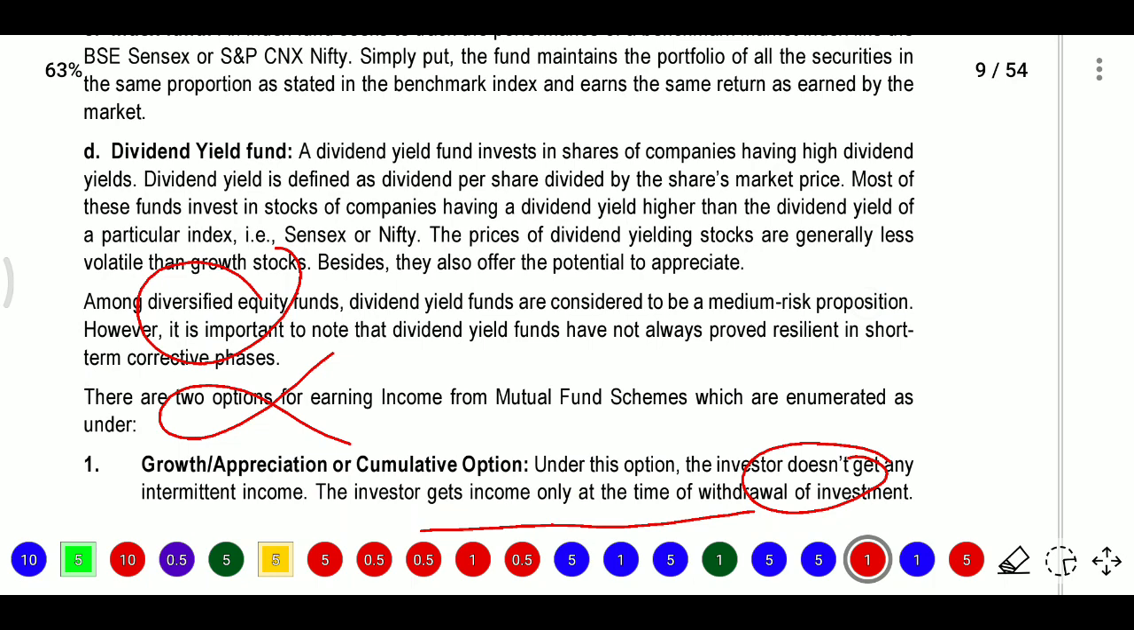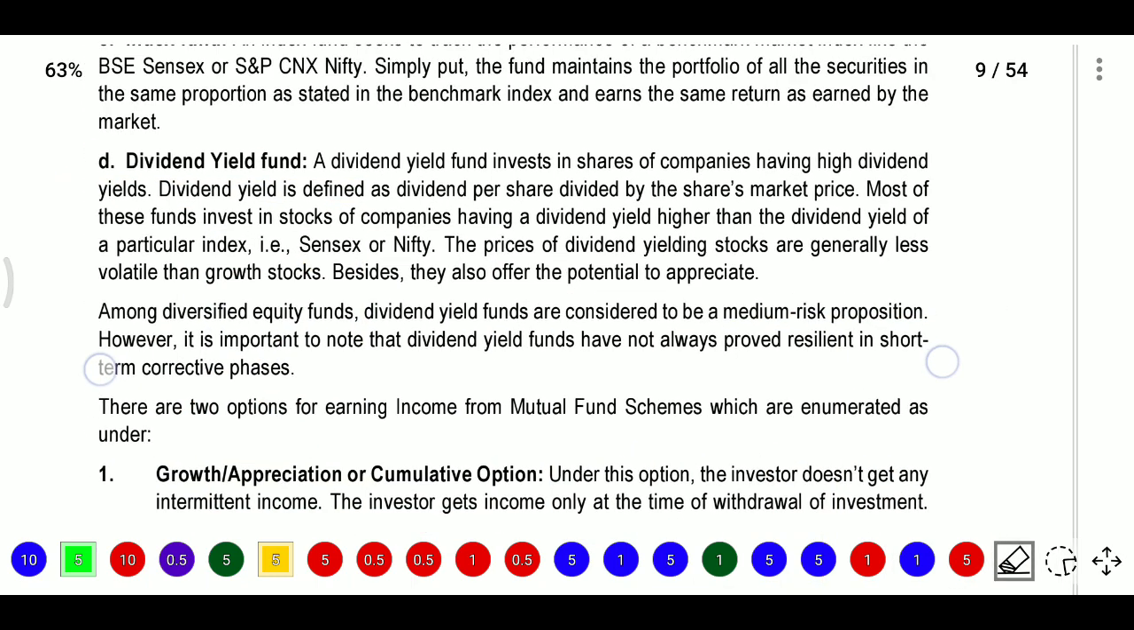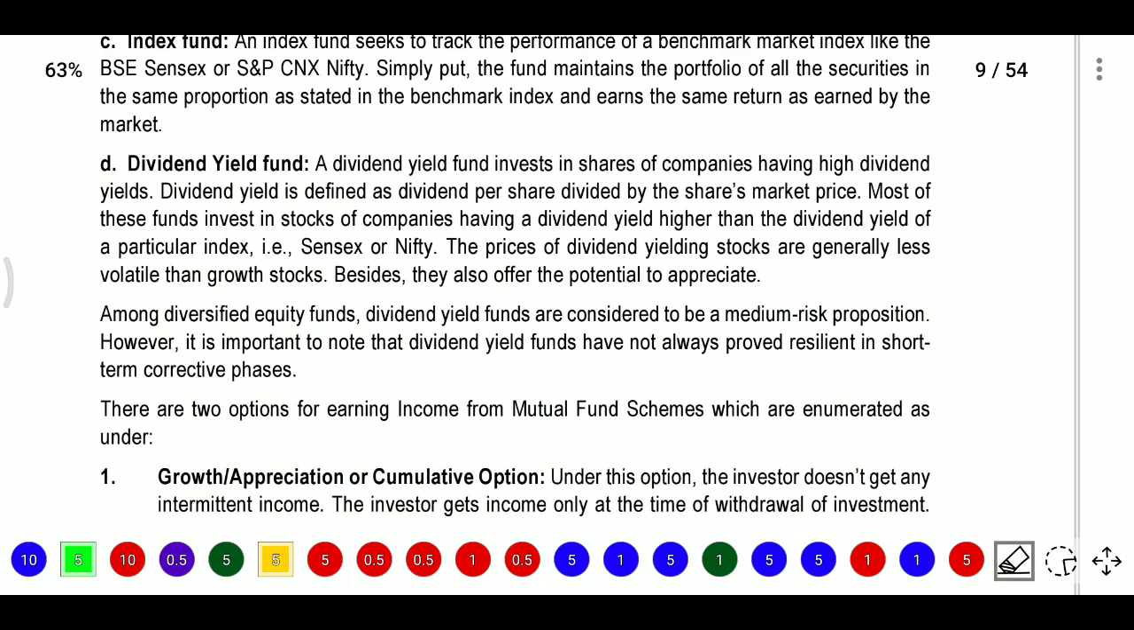And dividend yield fund. Dividend yield fund means investing in shares of companies having high dividend yields. Dividend yield is defined as dividend per share, that is DPS, divided by the share market price. So DPS divided by market price. Most of these funds invest in stocks of companies having a dividend yield higher than the dividend yield of a particular index, whether Sensex or Nifty 50, whatever it may be.